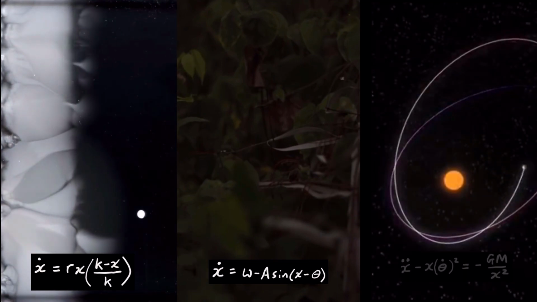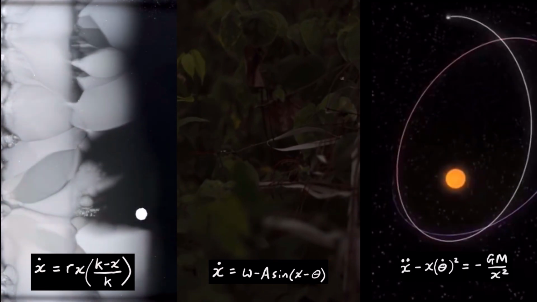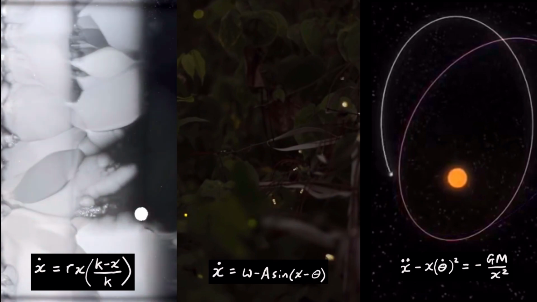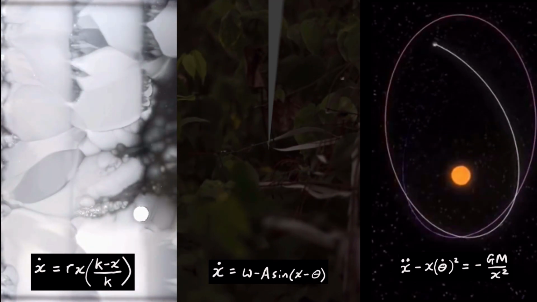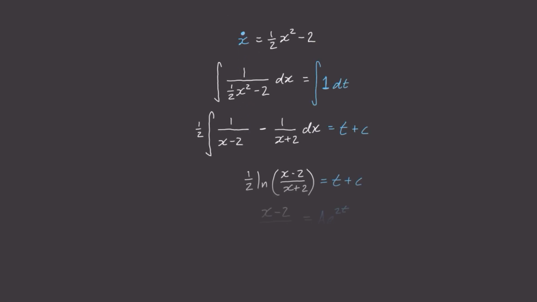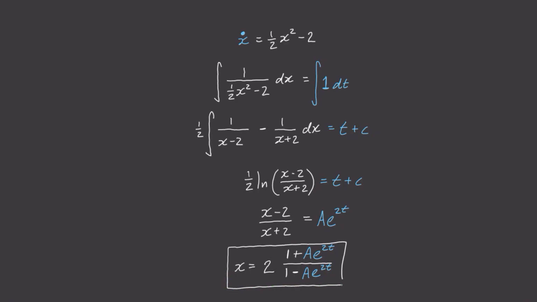To begin with, differential equations are everywhere. They're used to model anything from the growth of bacteria in a test tube, to the synchronous nature of flashing fireflies, to the orbits of planets around a sun. In this video, we're going to look at the first-order differential equation dx/dt = (1/2)x² − 2. This equation looks harmless at first. After all, we can solve it. With a little use of integration, we can get x as a function of time.